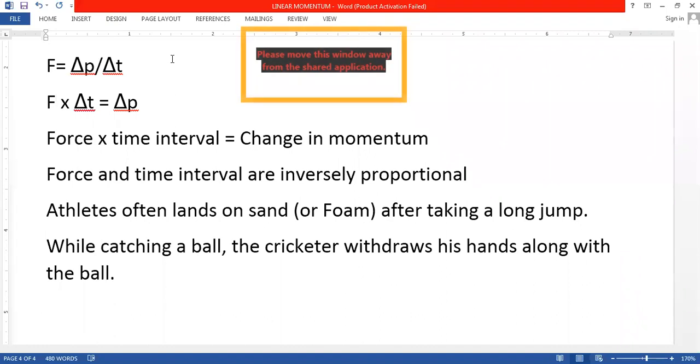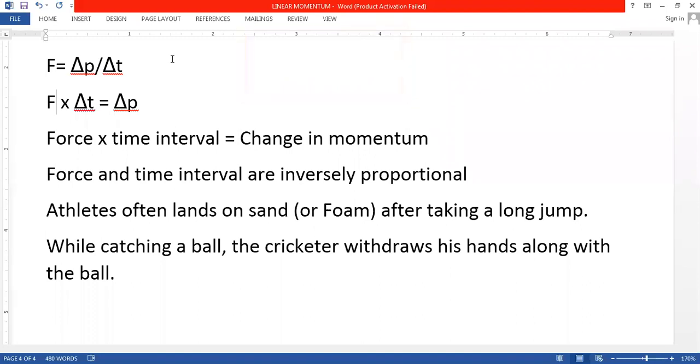Getting it, class? So this is a very important relation. You should remember that whenever you want to bring a change in momentum, you have to ensure that the time of impact is as much as possible so that the force will be minimum. Clear? All of you getting it, class?